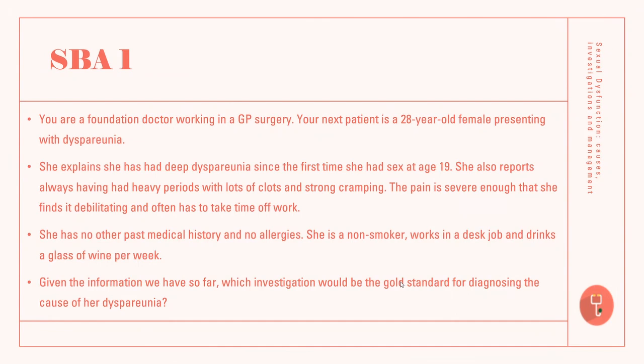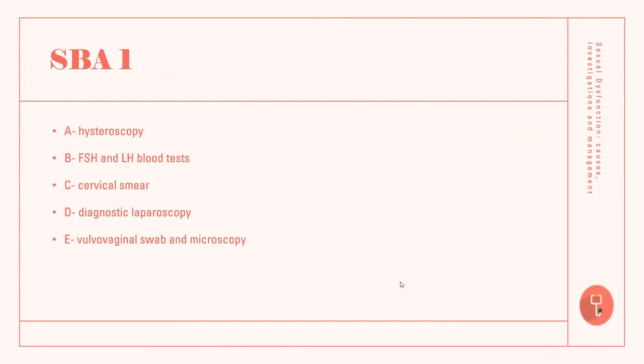So given the information we have about this patient so far, which of the following would be the gold standard for diagnosing the likely cause of her dyspareunia? A is hysteroscopy, B is FSH and LH blood tests, C is a cervical smear, D is a diagnostic laparoscopy, and E is a vulvovaginal swab and microscopy. I'll give you 20 or 30 seconds to have a think about it, and then we'll chat about the answer.